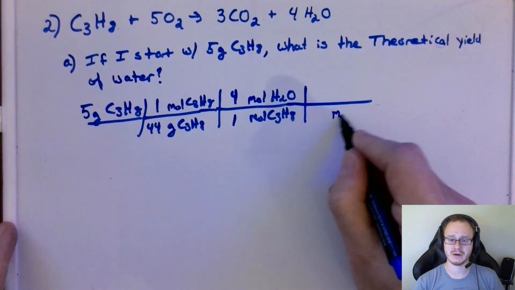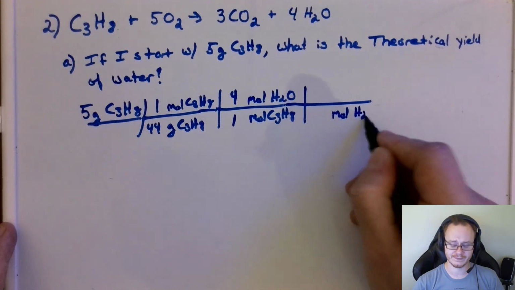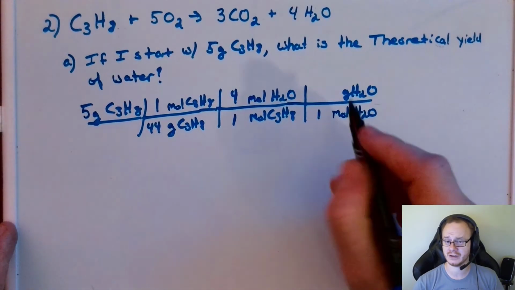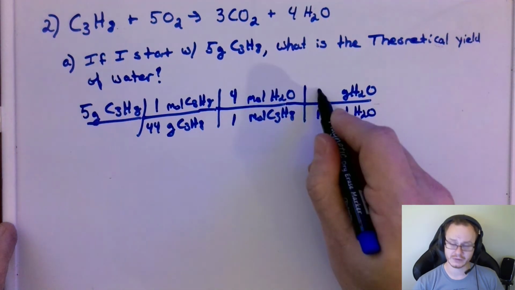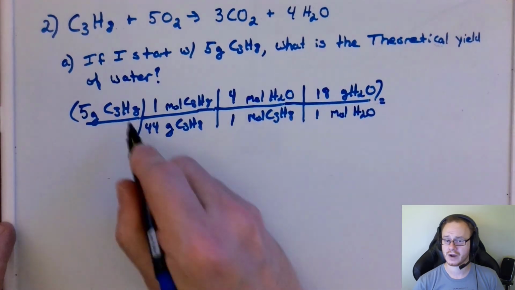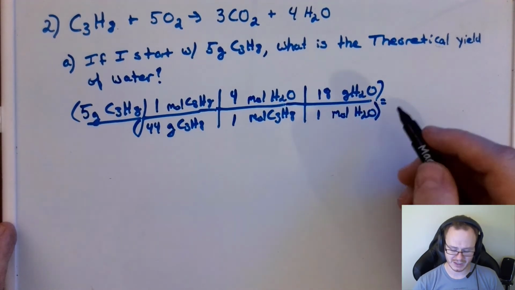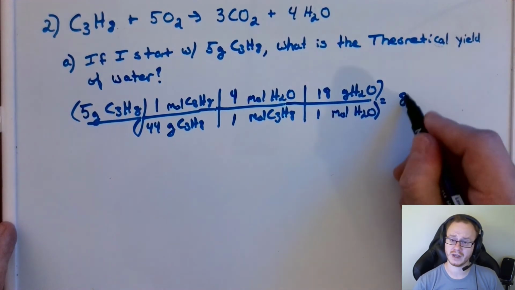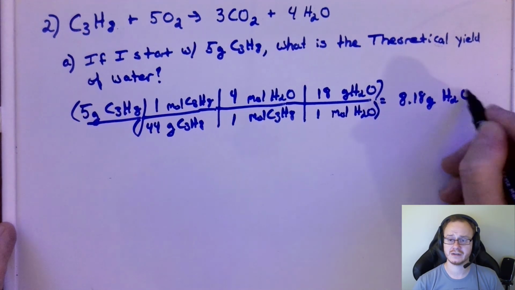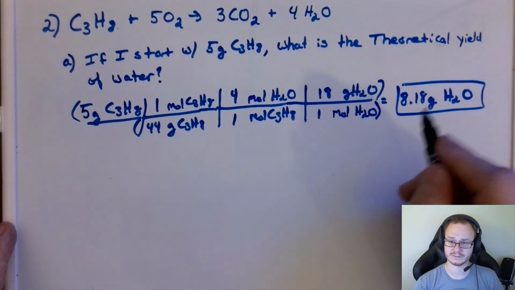In the next box, I'll go ahead and cancel moles of water, and I'll convert it into grams of water, a safe assumption if we're not told anything else. 1 mole is equal to around the molar mass of 18 grams of water. Product of the top divided by product of the bottom results in about 8.18 grams of water as my theoretical yield. This is the amount that I should get.